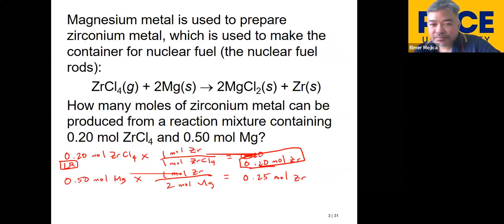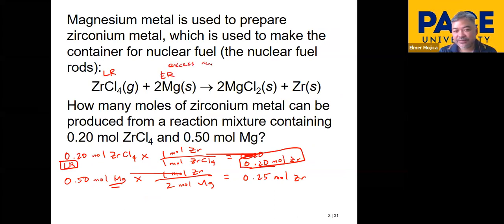Now, if this is the limiting reactant, what do you call magnesium? If you have a limiting reactant, that's the one that is used up. The other reactant is what we call the excess reactant. Now, you may ask yourself, how much of the magnesium remains unreacted? How are we going to solve that problem?